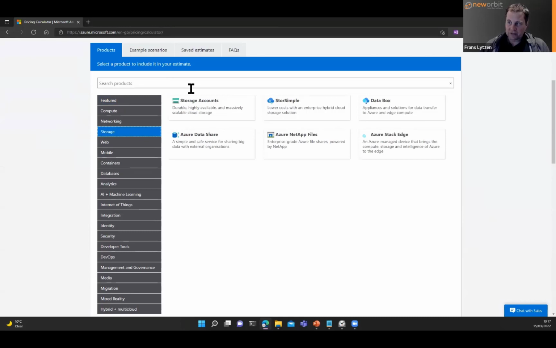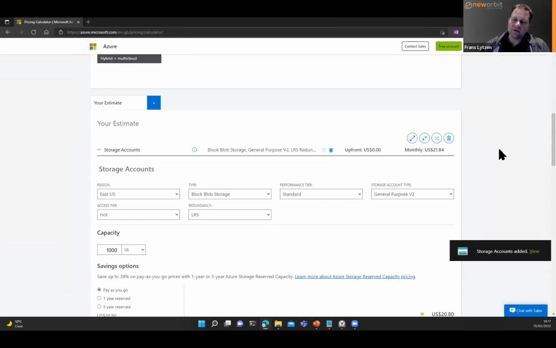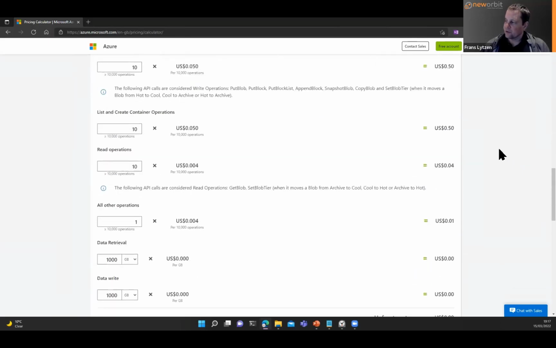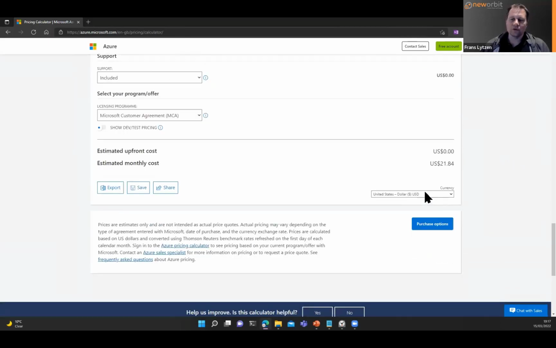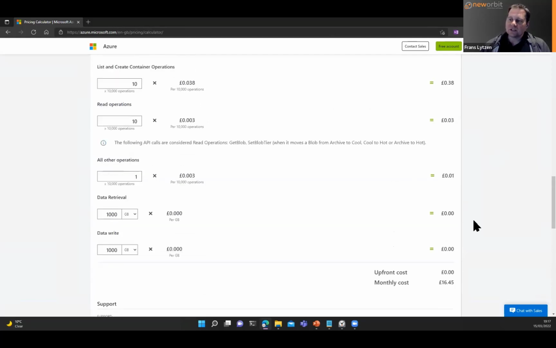In this pricing calculator, if I add a storage account, and then I'm just going to, this is every single time you reset it, you have to scroll down to the bottom and tell it what currency you want it in. And I'm just going to change it to pounds. Apologies to any Americans on the call. So this is a good example.